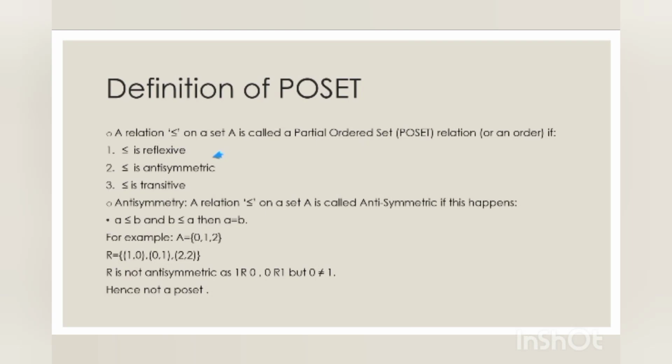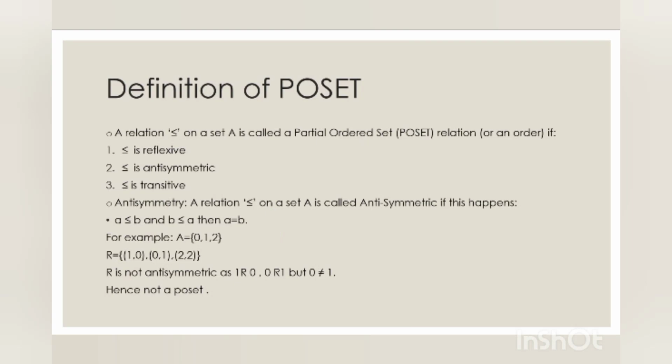Antisymmetry: a relation less than equal to on a set A is called antisymmetric if A less than equal to B and B less than equal to A, then A is equal to B. मतलब अगर A B से related है और B A से related है तो A को B के equal होना होगा तभी हम उसे antisymmetry कहेंगे.